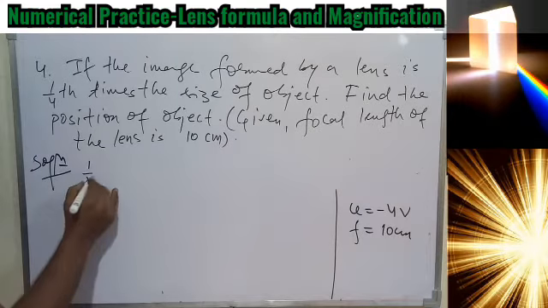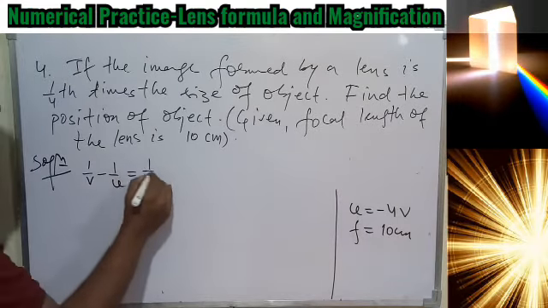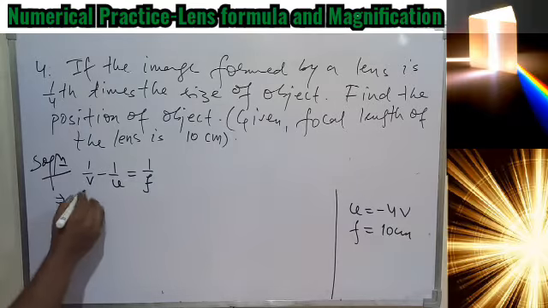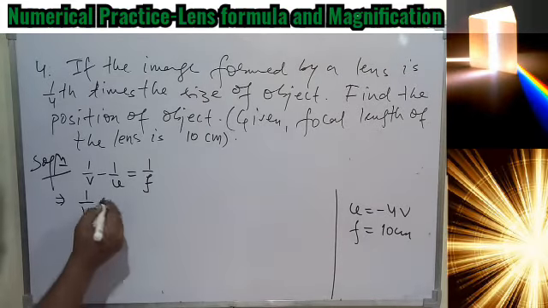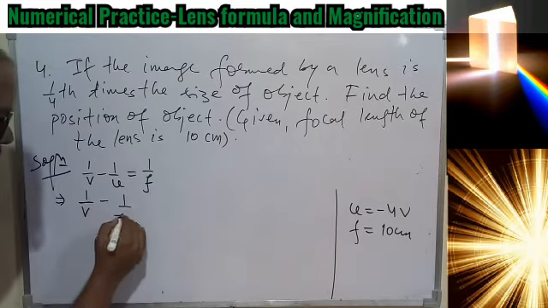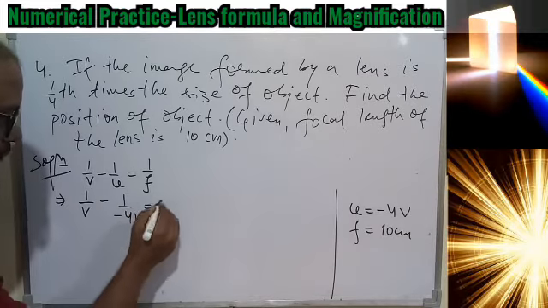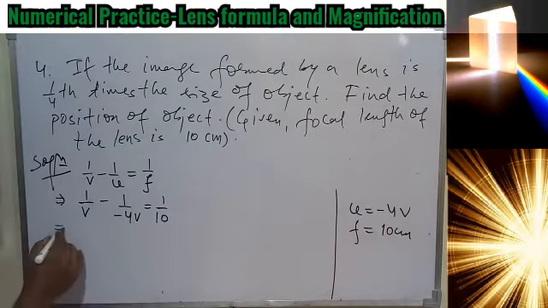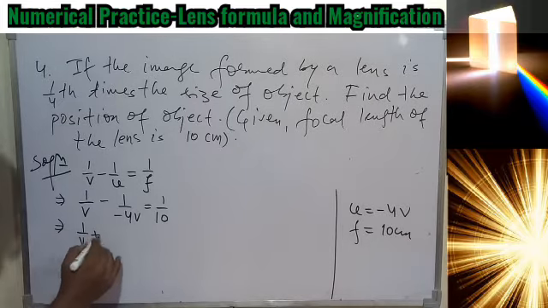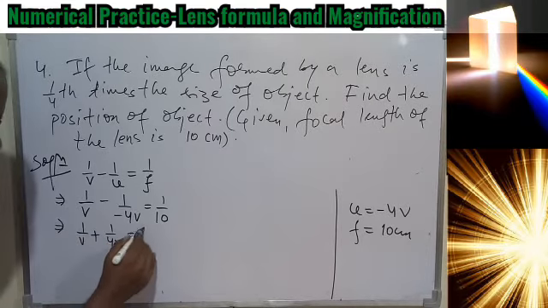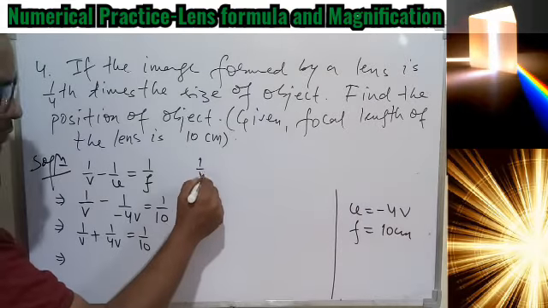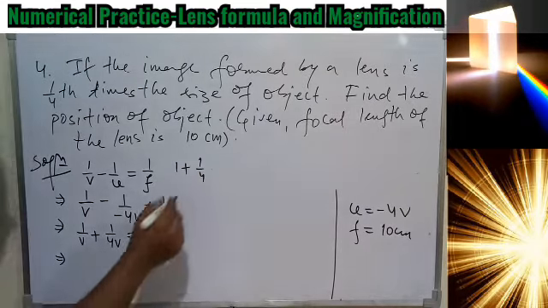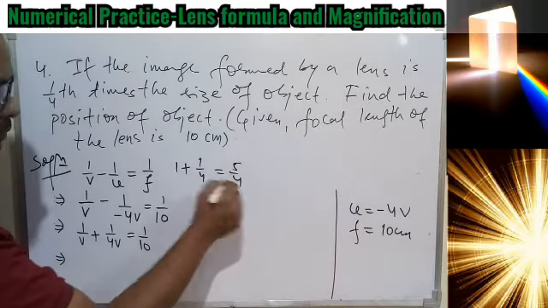So we know the lens formula, 1/V minus 1/U is equal to 1 upon F. In place of V, let it be V only. In place of U, we can write down -4 times V. That is 1/10. So this will become 1/V plus 1/4V equals 1/10. If you take 1/V common, this will become 1 plus 1/4, that will be (4 plus 1)/4, 5/4.